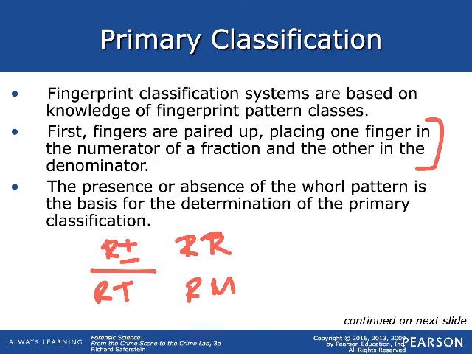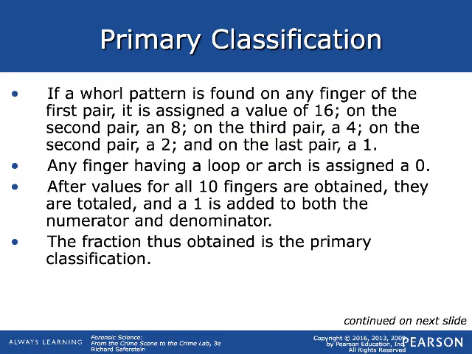And then what they do is they look for the presence or the absence of a whorl pattern. So they look for whether a whorl is there or not. This is how the FBI does it. It's called primary classification. It's based on whether you have a whorl or not and comparing your fingers. If a whorl is there, in the first pair, it gets a value of 16. On the second pair, it gets an 8. On the third pair, it gets a 4. On the fourth pair, it would be a 2, and on the last pair, it would get a 1.